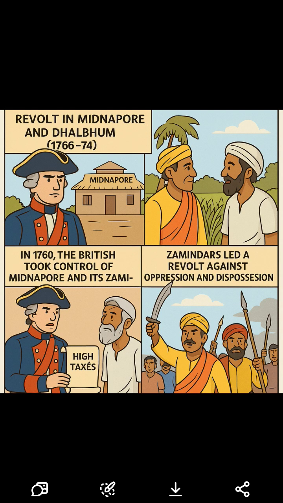They lost their estates and status. The revolt begins. As the British became more aggressive, many landlords and farmers rose up in rebellion between 1766 to 1774. The movement was especially strong in forest and tribal regions, where people were used to living freely and independently.